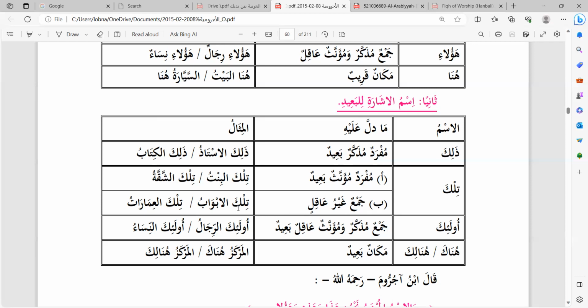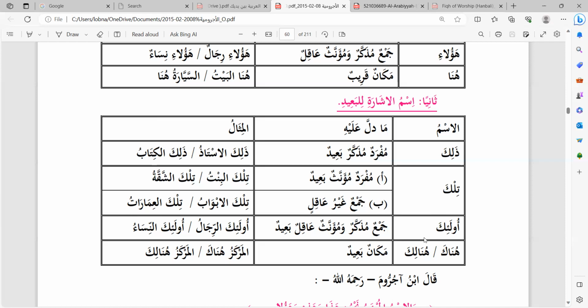When the jam' is used, because آية is مفرد مؤنث, when you say one verse you can say هذه آية, because آية is a feminine form, this verse. But once you use the jam', you say تلك الآيات, these verses. تلك العمارات, these buildings, to indicate that's far.